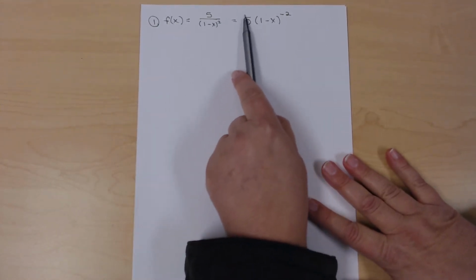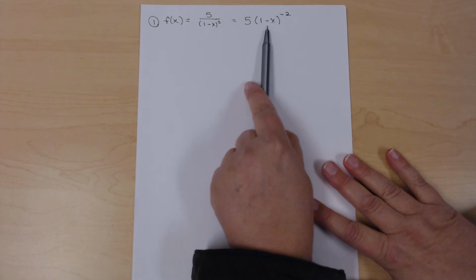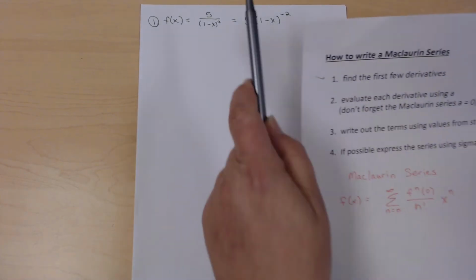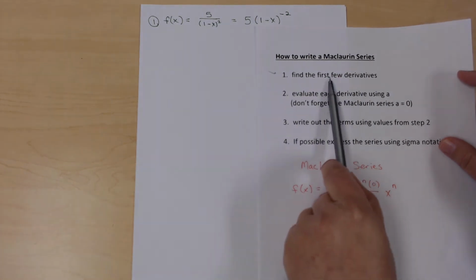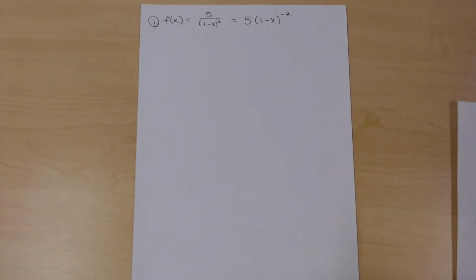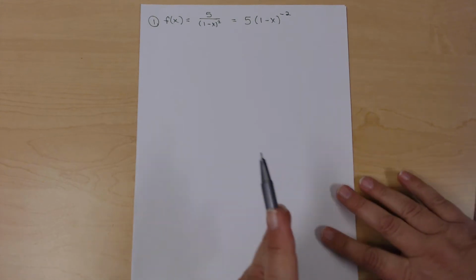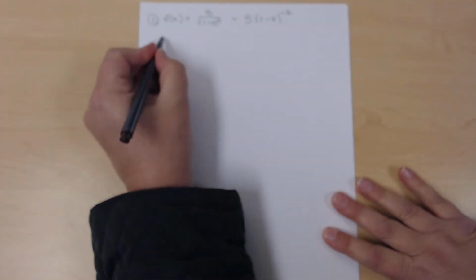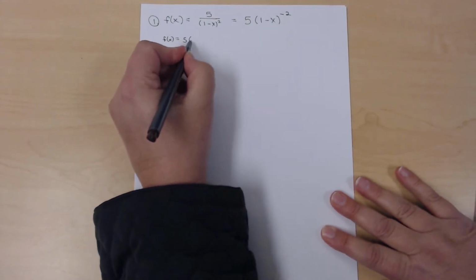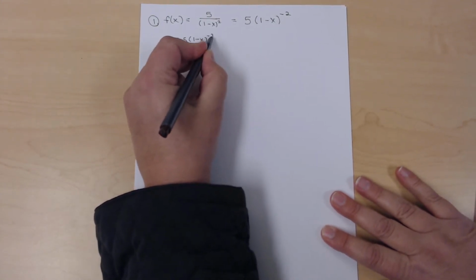This guy, we're going to write it like this. Okay, because let's do our checklist. How come I'm going to rewrite it like this? We have to find derivatives. So we've got to find the first few derivatives. All right, so let's list here. f of x is equal to 5 times (1 minus x) to the negative 2.